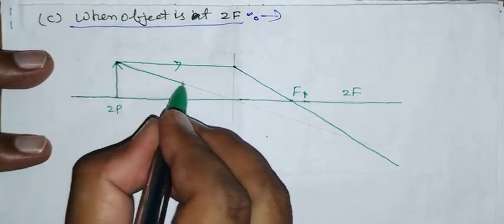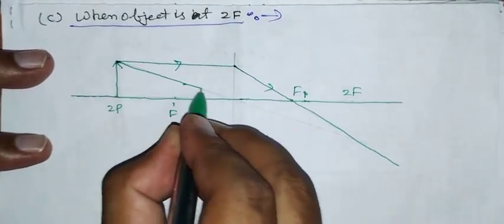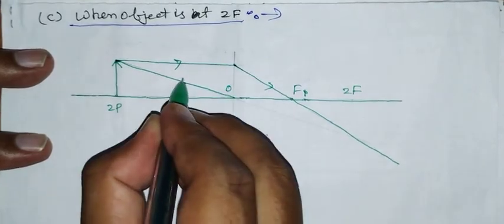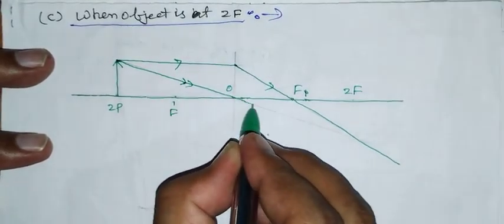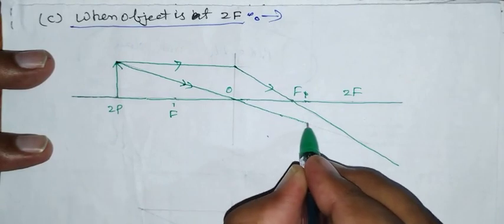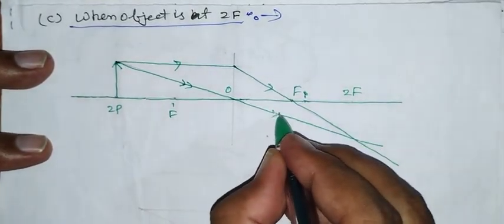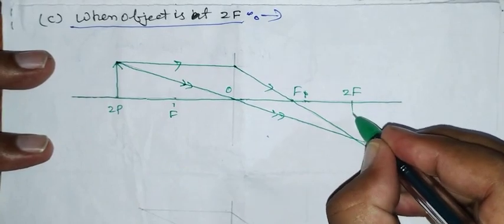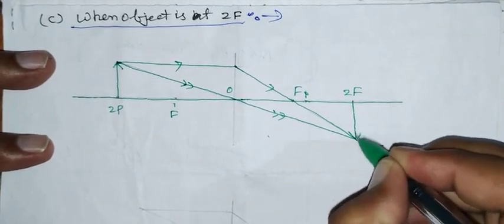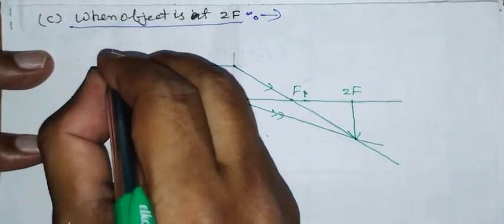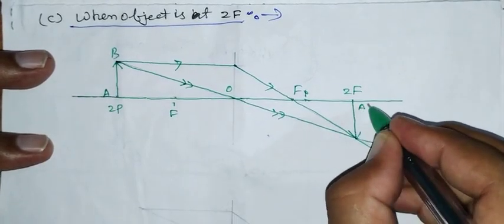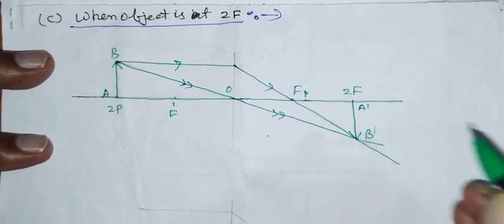Second ray passes through the optical center, undeviated, according to the rule of refraction. Where these two lines intersect, the image is formed. Object is AB and image is A dash B dash.